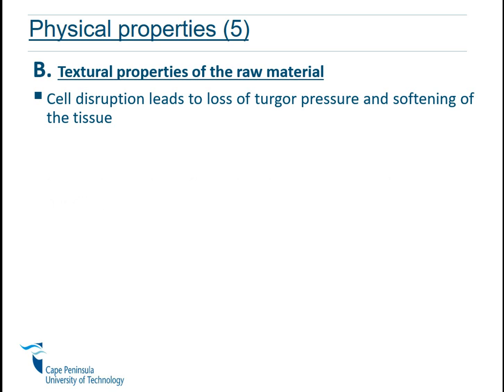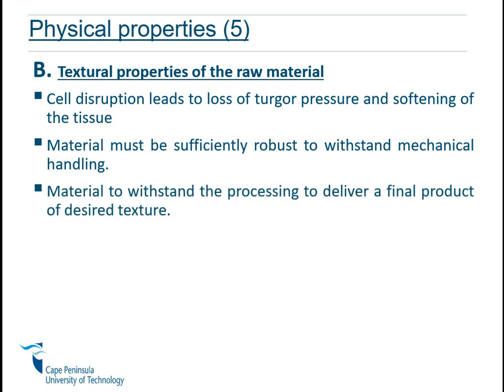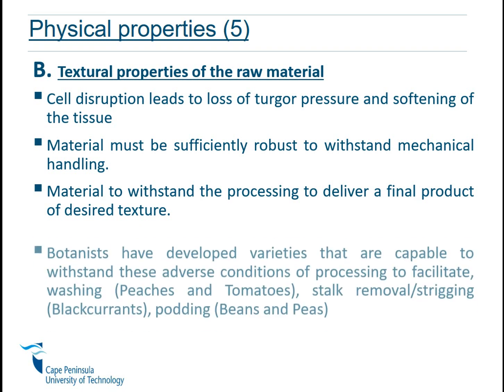So the material must therefore be sufficiently robust to withstand mechanical handling, as I mentioned, sorting and grading, the washing operations. So it must also withstand processing to deliver a final product that is of the desired texture. So you want your material, one, to be sufficiently robust to withstand mechanical handling, and two, to withstand the processing to deliver a final product of the desired texture.